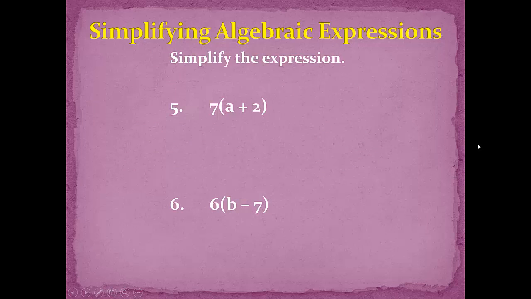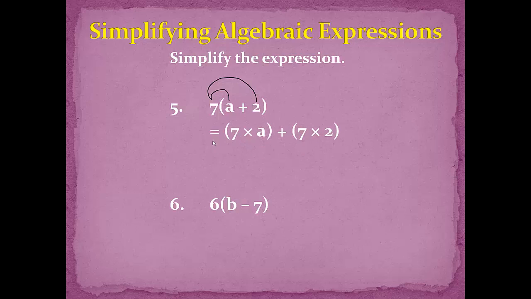Now I'm going to do a couple more problems, but I'm going to use variables in these problems. So I'm going to be simplifying algebraic expressions this time because I have variables. So I have, for number 5, 7 times the quantity a plus 2. I'm going to do the same thing I did before. I'm going to take 7 times a, and I'm going to take 7 times 2.